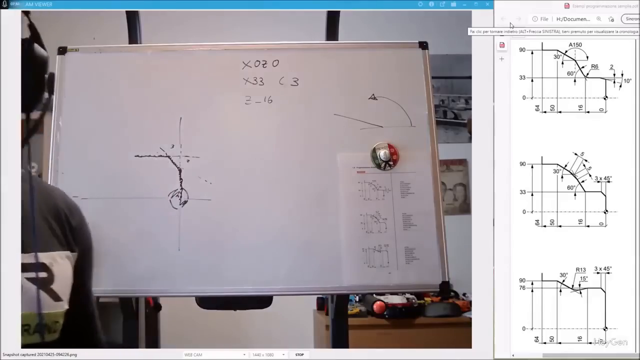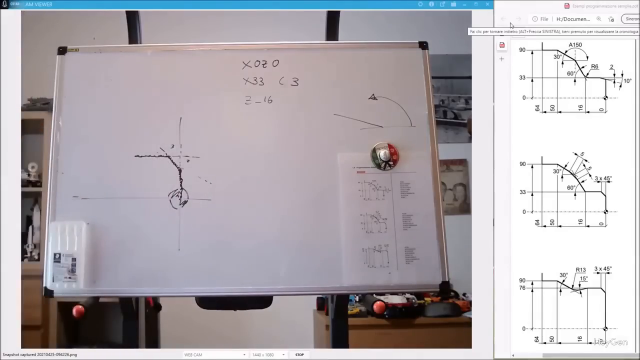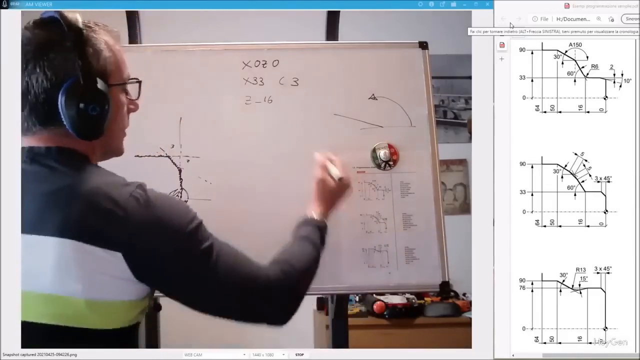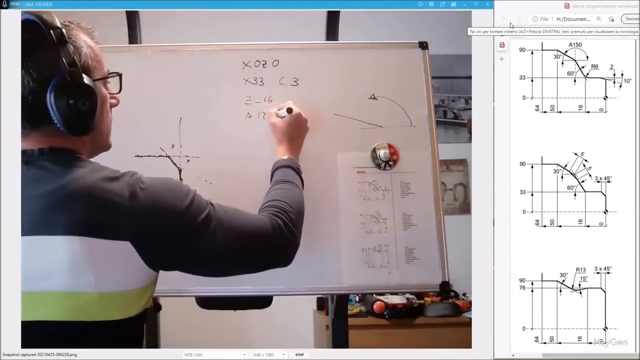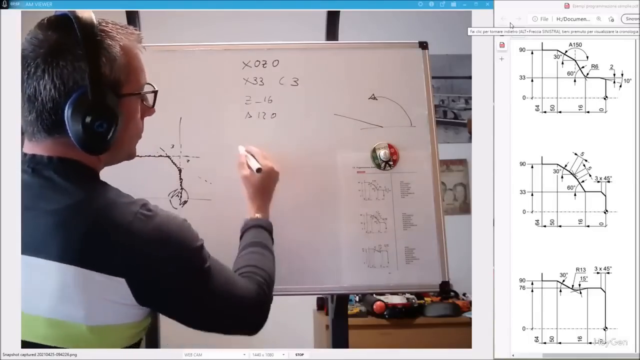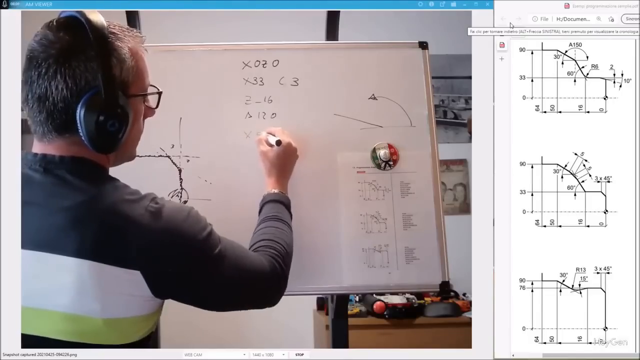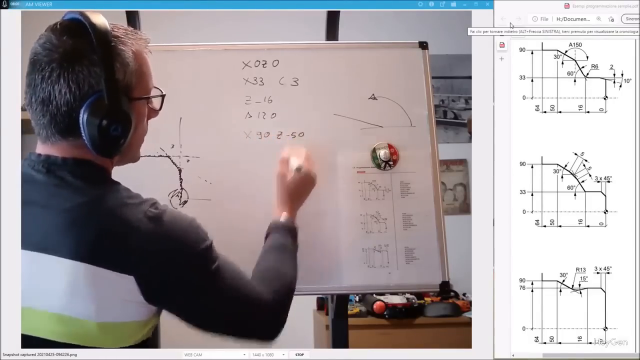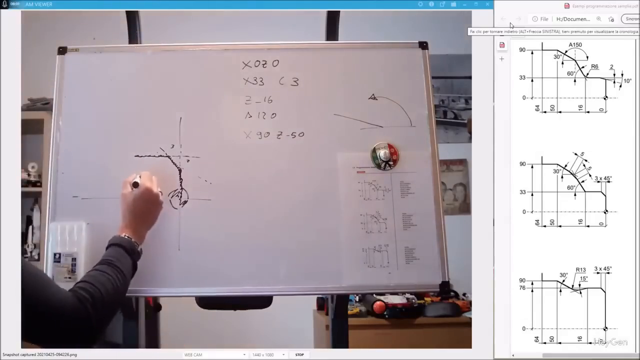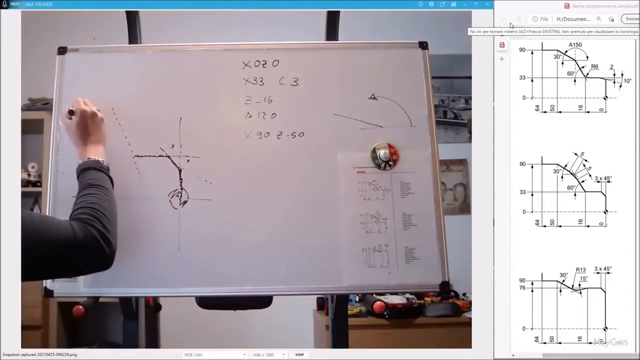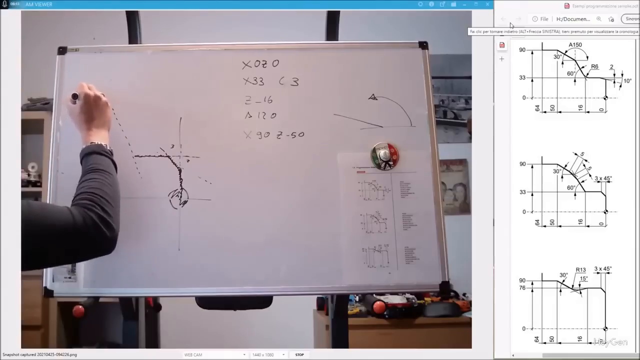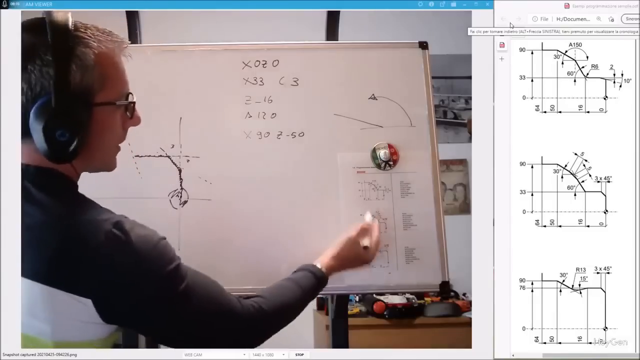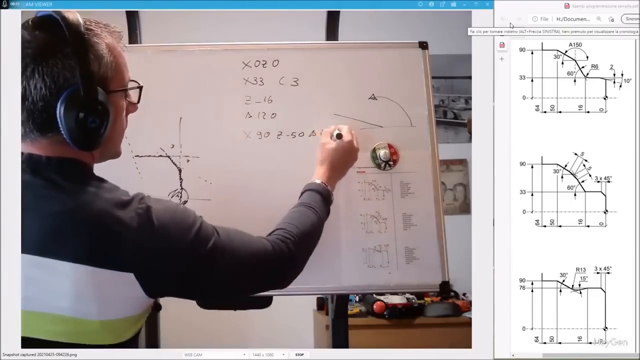Here I follow the same line as what I did before, so I don't have the intersection point of these two lines, but I have the degrees, so A120, and then I have the final point, so x90, z minus 50. So what do I do? I construct a line at 60 degrees, take the final point, which is x90 z minus 50, and I add these 30 degrees, which means a 150.